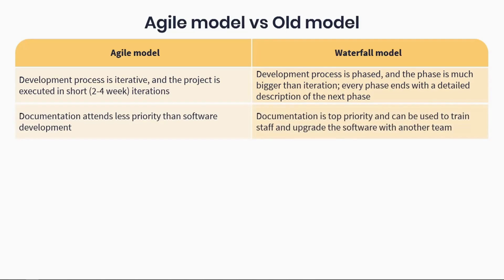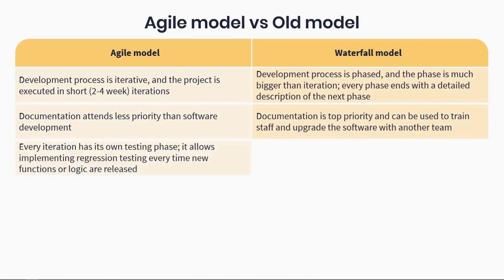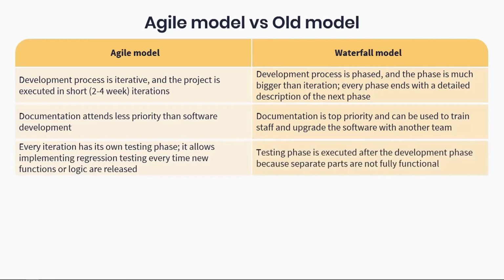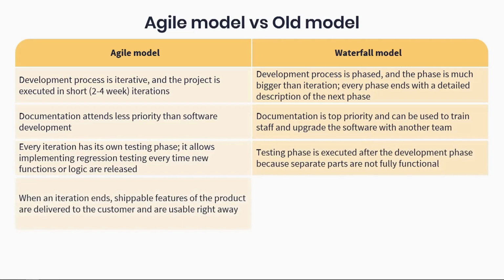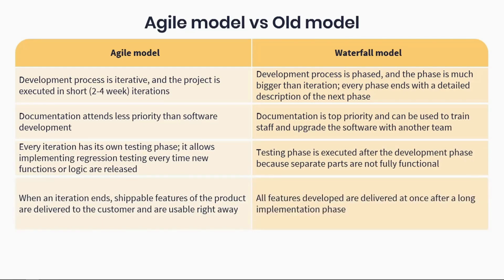With the agile model, every iteration has its own testing phase. It allows implementing regression testing every time new functions or logic are released. And with a waterfall model, the testing phase is executed after the development phase because separate parts are not fully functional. With the agile model, when an iteration ends, shippable features of the product are delivered to the customer and are usable right away. But with the waterfall model, all features developed are delivered at once after a long implementation phase.